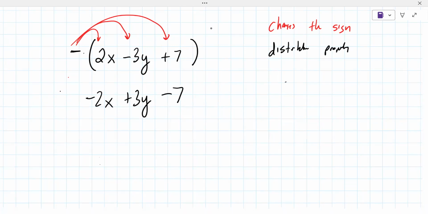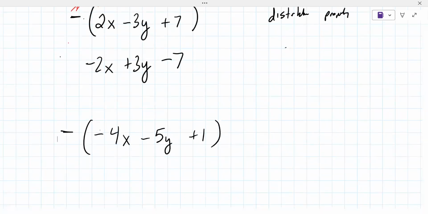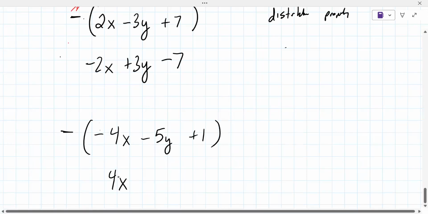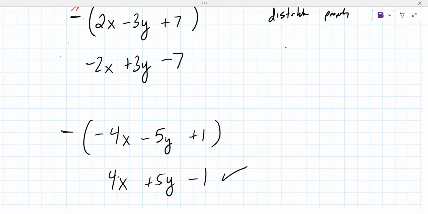The one for you to try, let's say it's negative 4x minus 5y plus 1, and there's a negative out in front. What does that become? Positive 4x plus 5y minus 1. Very good. So you can see that it effectively changes the signs of everything on the inside. All of this is to lead into what we were doing last time, which is substituting in for y. So let me show you that now. A couple more of these.